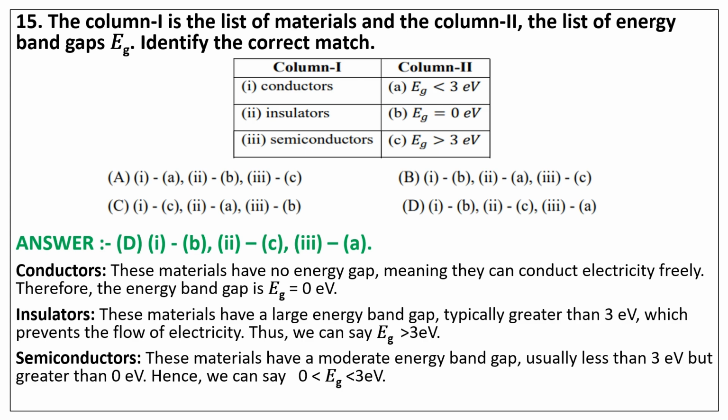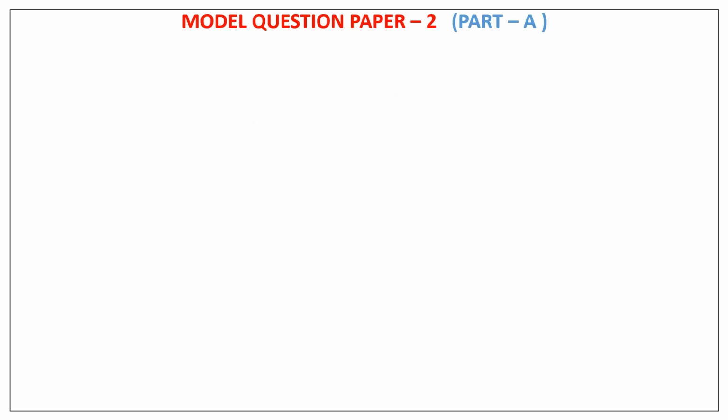Insulators, these materials have a large energy band gap, typically greater than 3 electron volt, which prevents the flow of electricity. Semiconductors, these materials have a moderate energy band gap, usually less than 3 electron volt but greater than 0 electron volt. Here we finish 15 questions and answers of Part A of Model Question Paper 1.